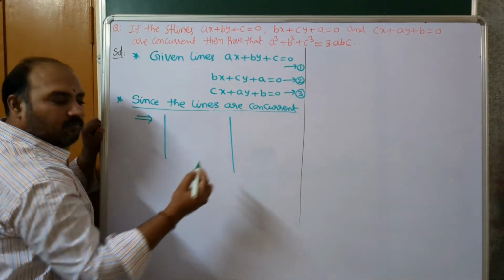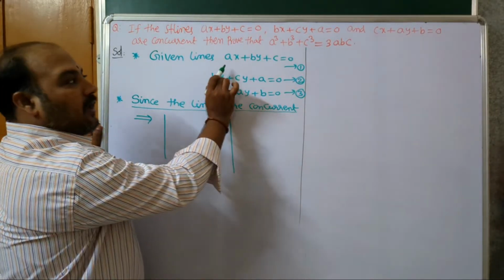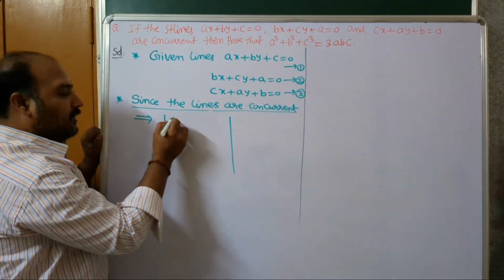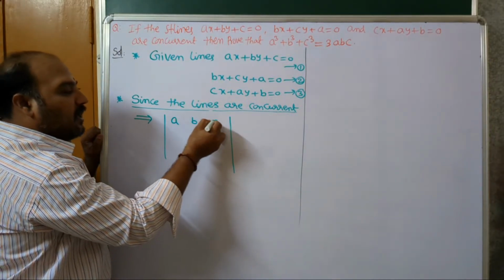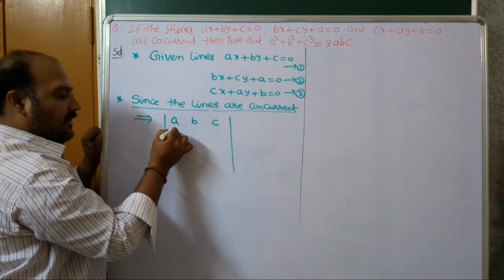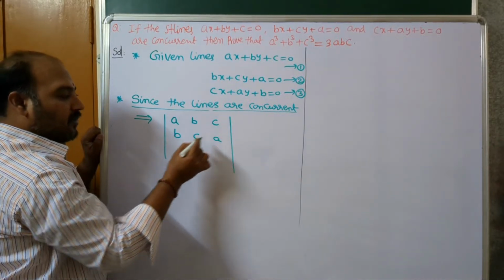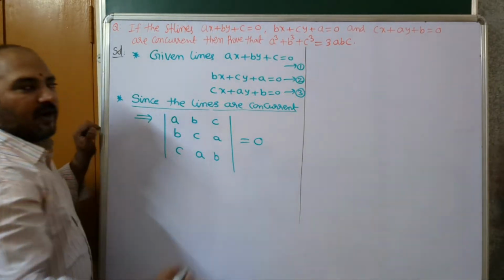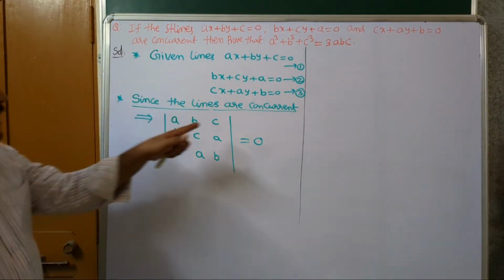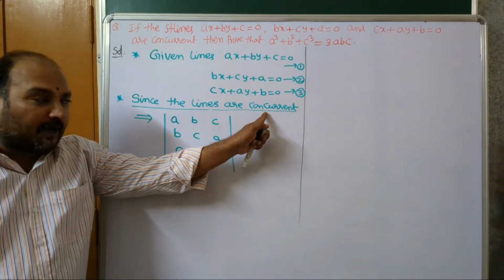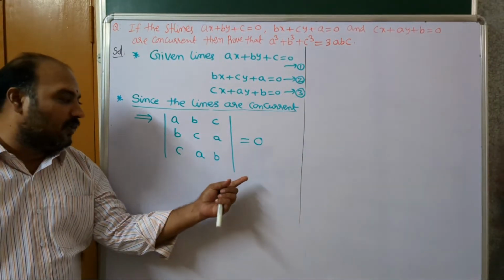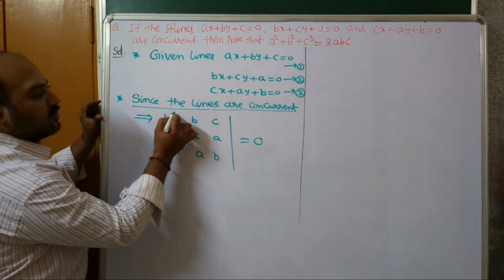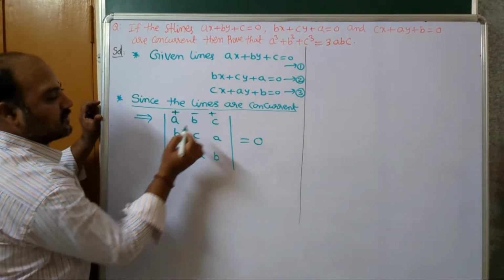determinant of x coefficient, y coefficient and constant. It form a determinant a, b, c. Next, b, c, a, c, a, b is equal to 0 for writing given equations, and for writing this condition concurrent and equal to 0, you will get 2 marks, dear students, out of 4. Next, we need to simplify plus, minus, plus.